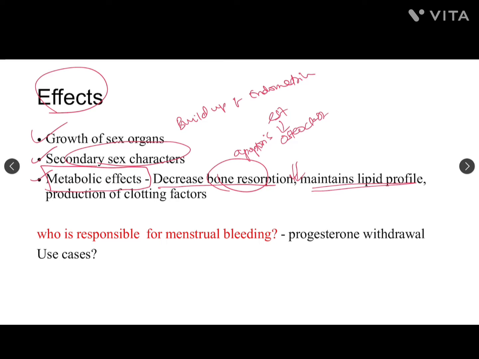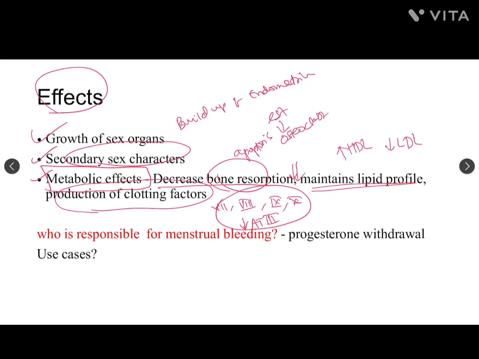Estrogen maintains lipid profile. By this I mean estrogen tends to increase HDL levels in blood and decrease LDL levels in blood. This is the reason why it is very rare to see cardiovascular diseases in premenopausal women. Estrogen increases the production of clotting factors, especially 7, 8, 9, and 10, and it also decreases the levels of antithrombin 3. Thereby, it increases the incidence of venous thromboembolism.